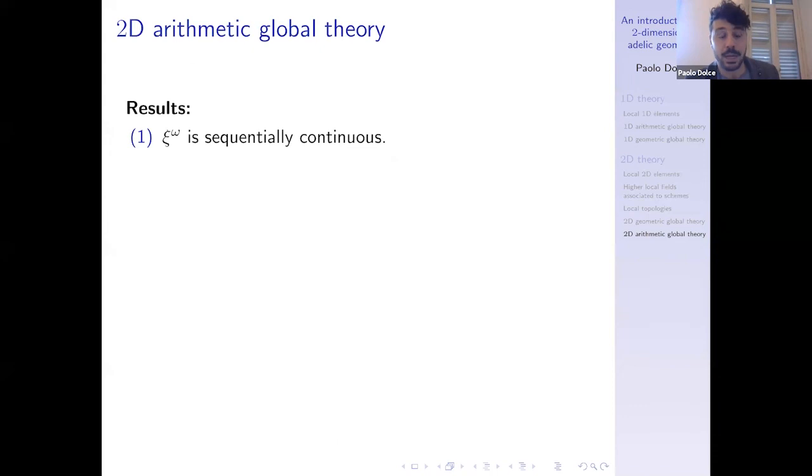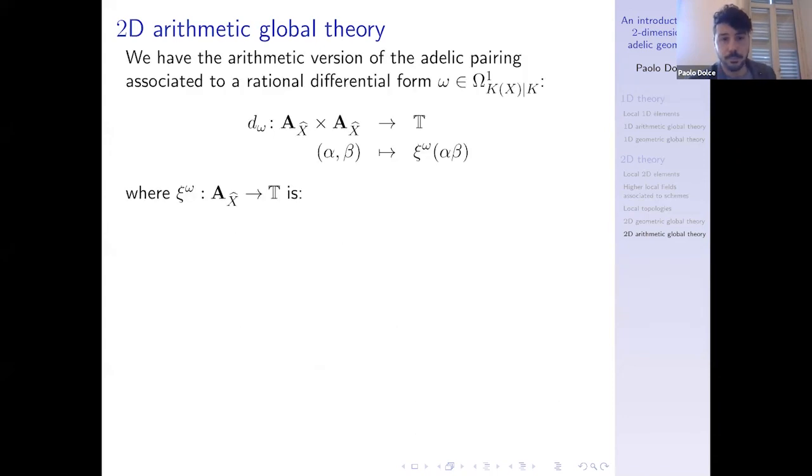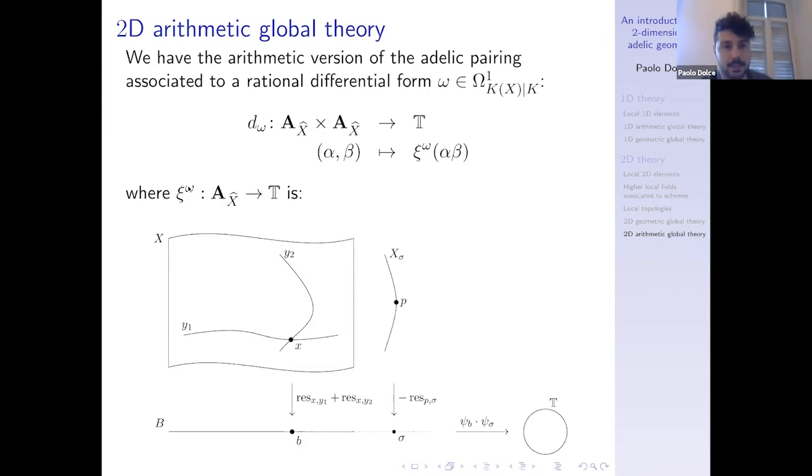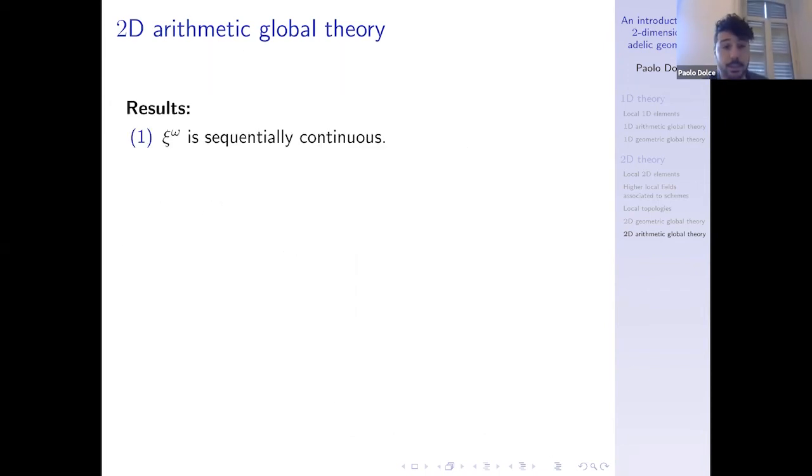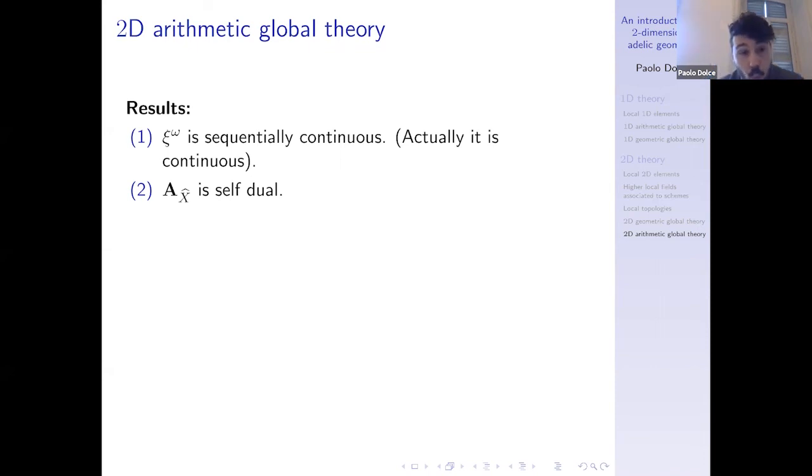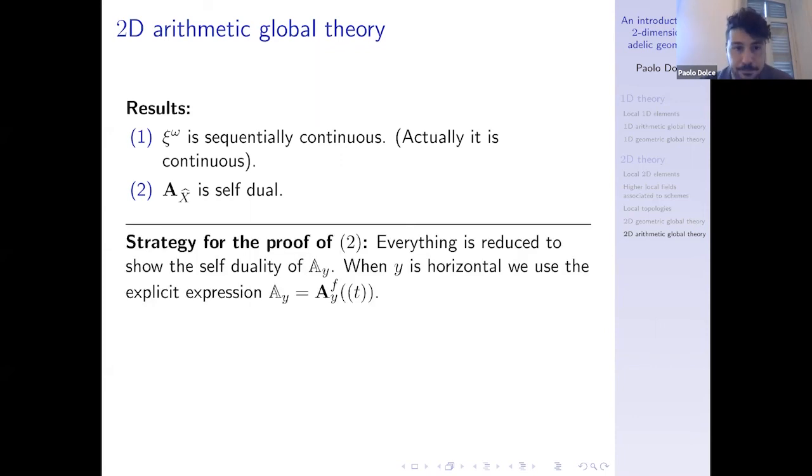And what happens? It happens that this map here is sequentially continuous. Actually, one can show that it is continuous, and this gives self-duality of adeles. So one result of my joint work with Veronica is that the ring of completed adeles is self-dual. So we recover the topological property that we wanted for two-dimensional adeles.